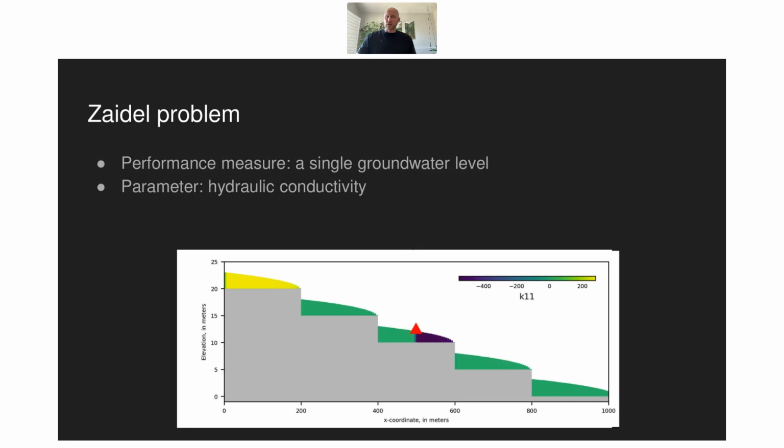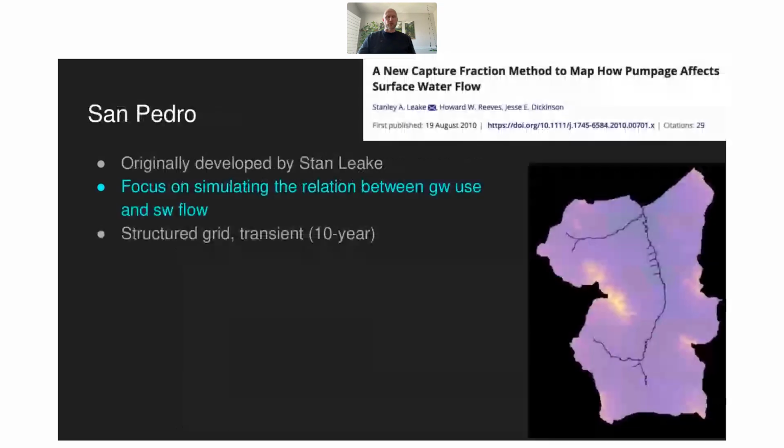But everywhere that it's green, you can change hydraulic conductivity pretty much whatever you want, and it's not going to affect the groundwater level. Again, this is a little bit counterintuitive, but it helps build that hydrosense that I was talking about earlier with using sensitivity analysis earlier in the process to learn about your model.